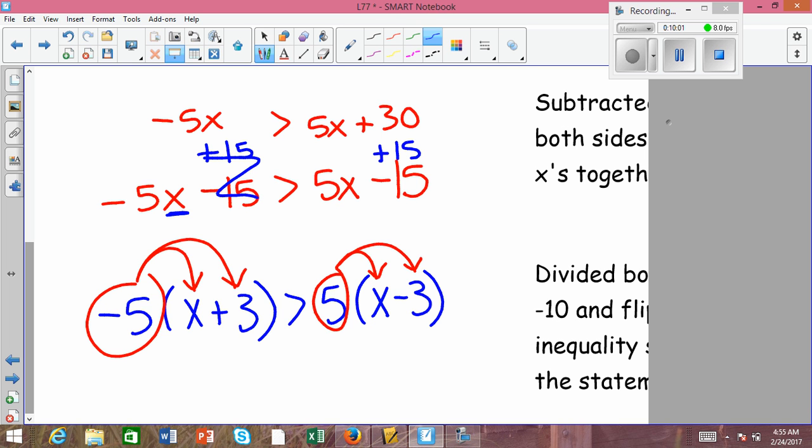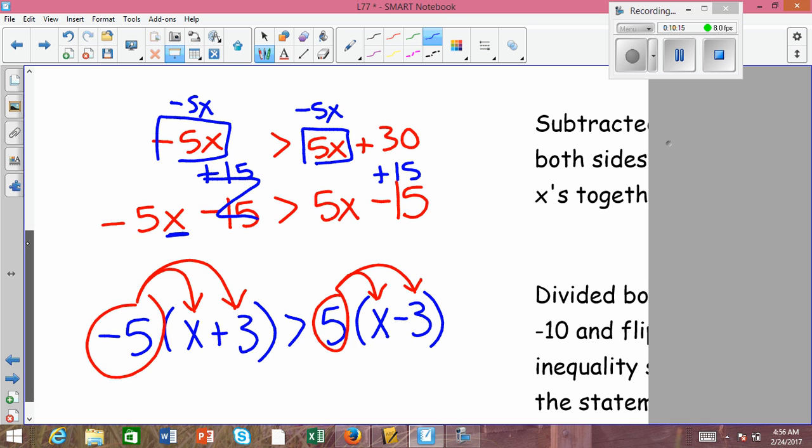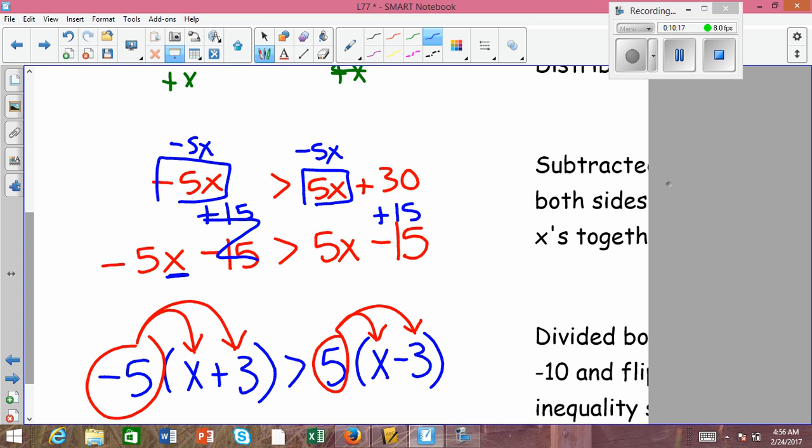When we keep going, we want to get the variables. If you notice, there is a 5x over on the right side and a negative 5x on the left side. We need to get rid of that 5x from the right side and bring it over here with the 5x that is over here. Once we do that, we will now have a negative 10x, which is greater than 30 because these will zero out.